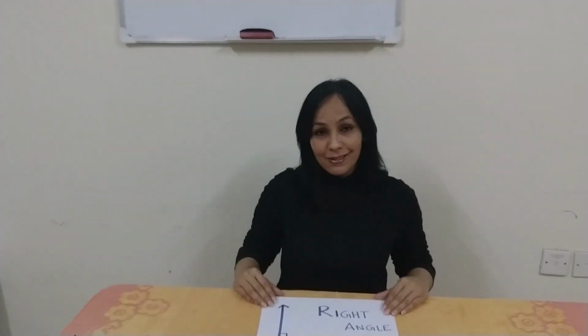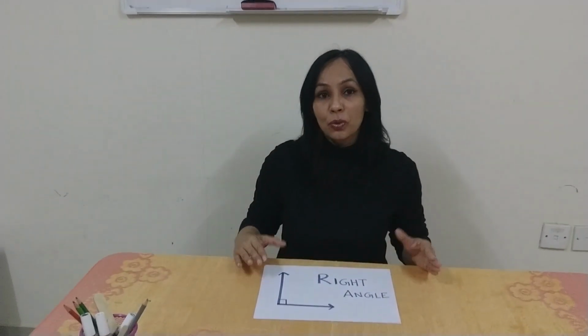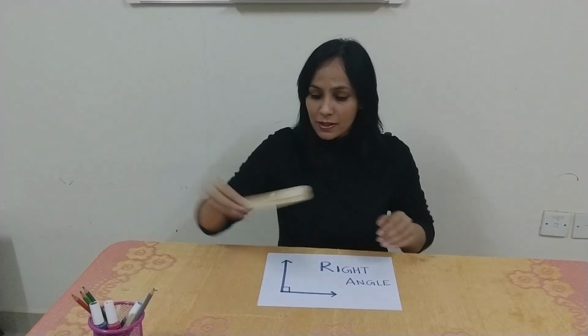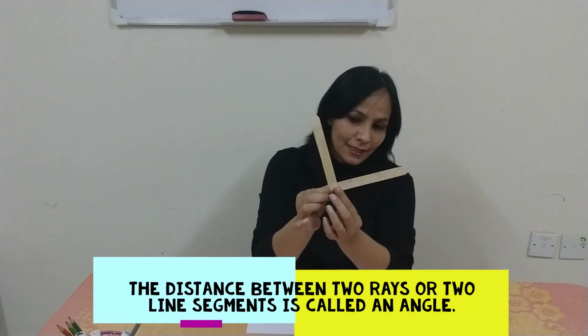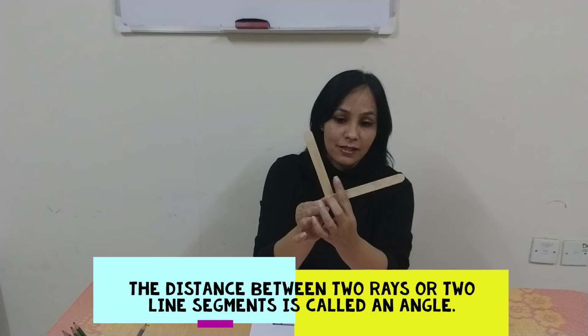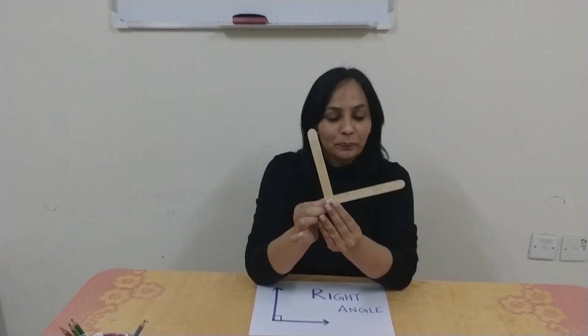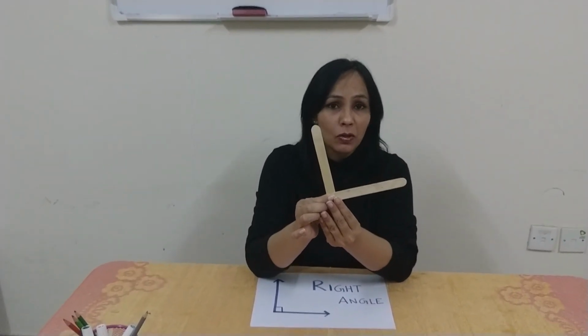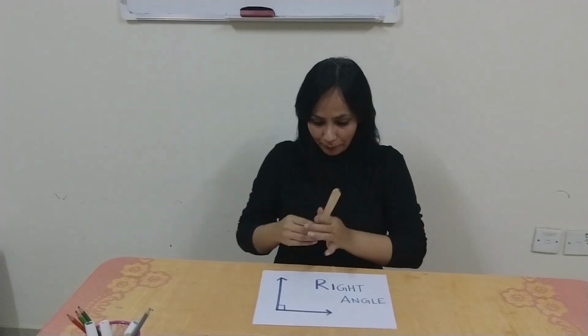Now first we should understand what an angle is. When two rays meet, suppose these are two rays, they meet at this point which is called the vertex, and this distance is called the angle. Now we will be learning about different types of angles.